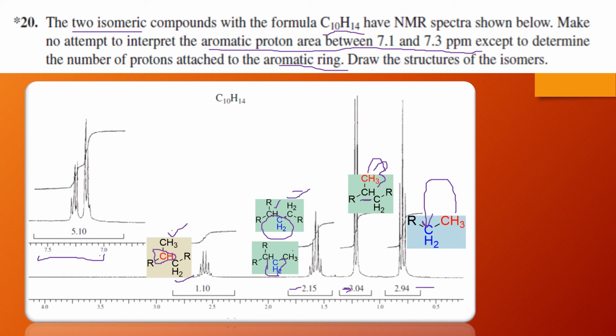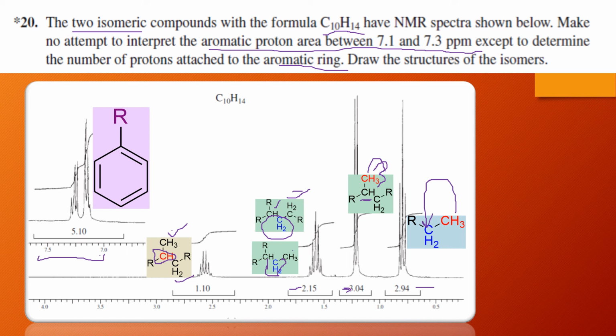We already know that the region around 7 to 7.5 has the aromatic ring, right? So this is the aromatic ring, and this is basically a monosubstituted ring. In the next few lectures we will discuss how we can find out whether it is monosubstituted, disubstituted, or trisubstituted. We will discuss this later, but now it is monosubstituted, right?